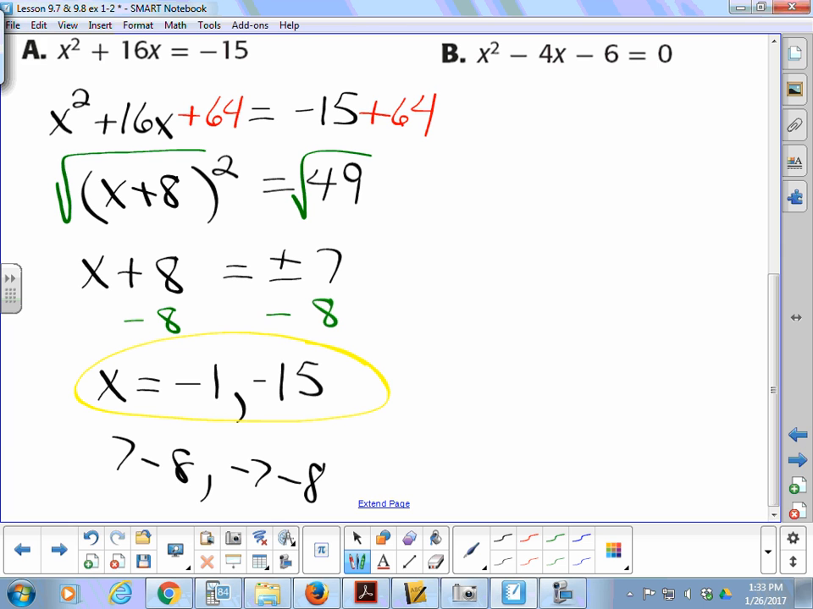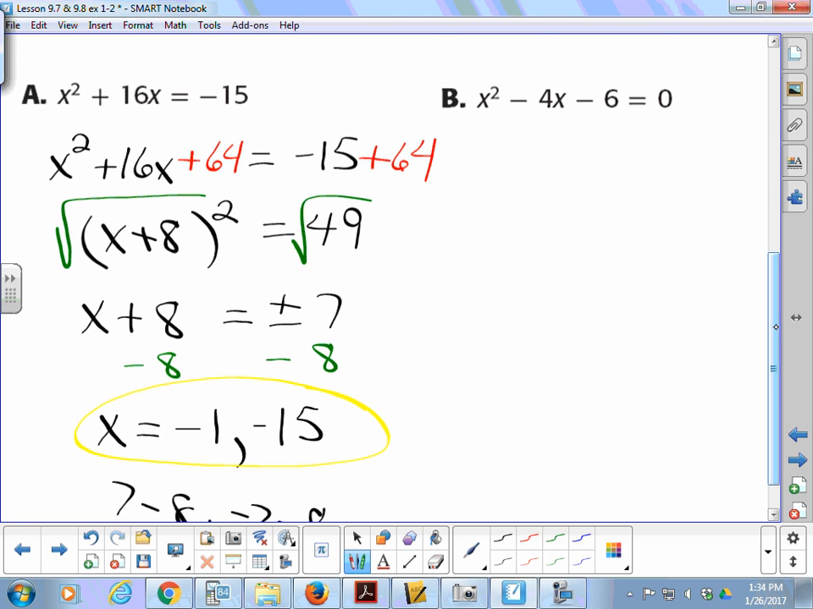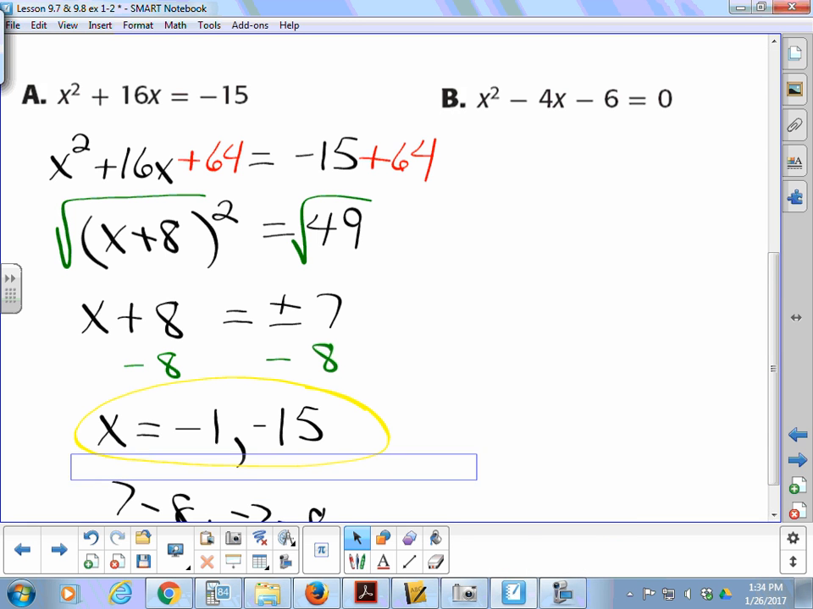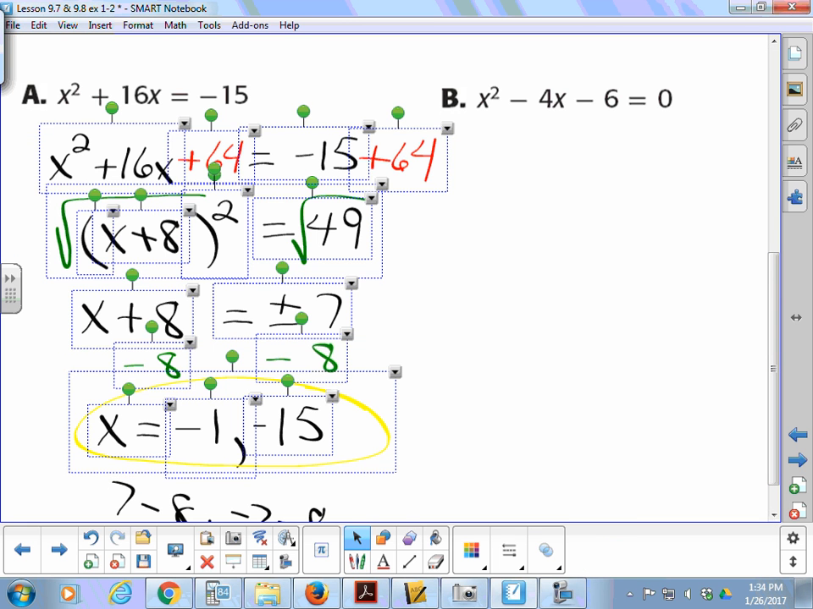And so if we added the 15 back over and graphed that, we would find it crosses the x-axis at those two spots. All right, so if you have enough time, just watch. Everybody just watch this one, because I might go faster than what you can write. Not on purpose, but we're running out of time.